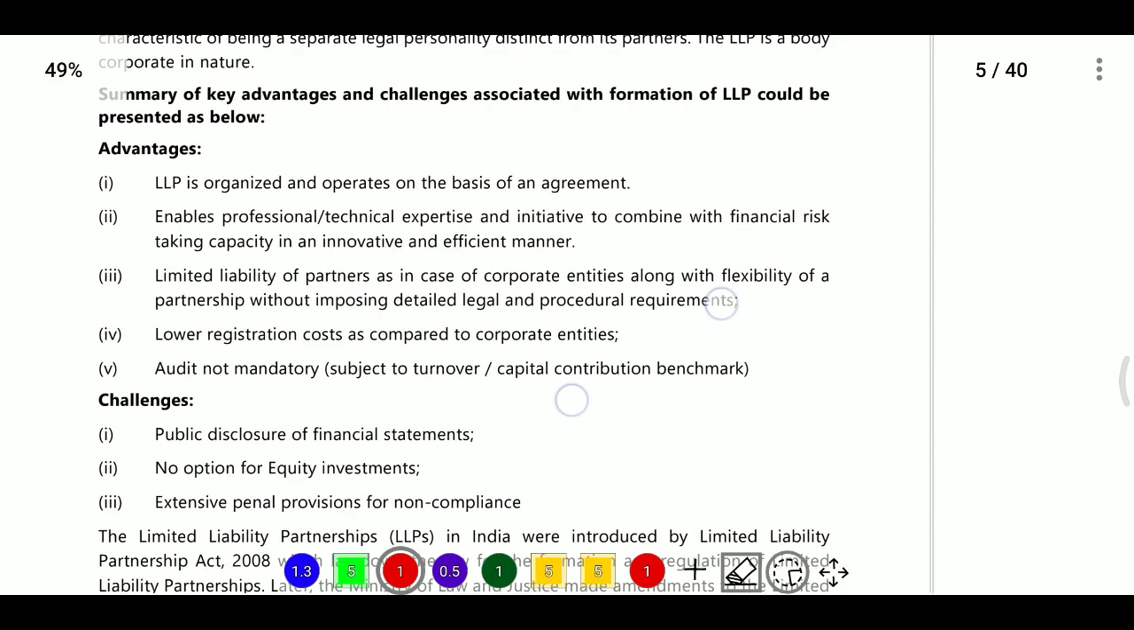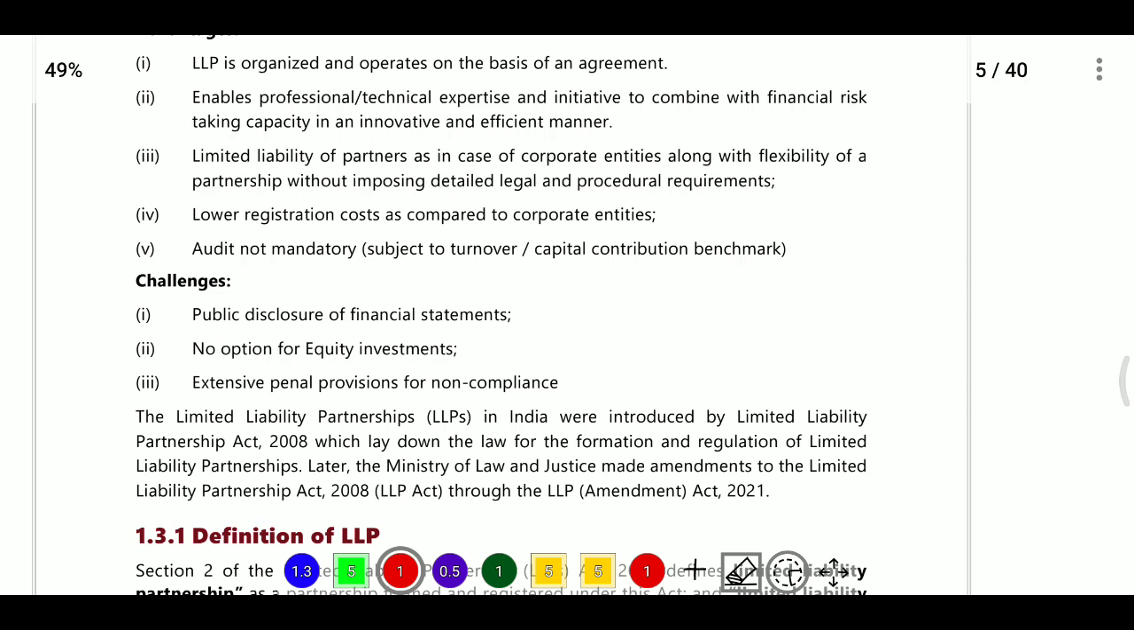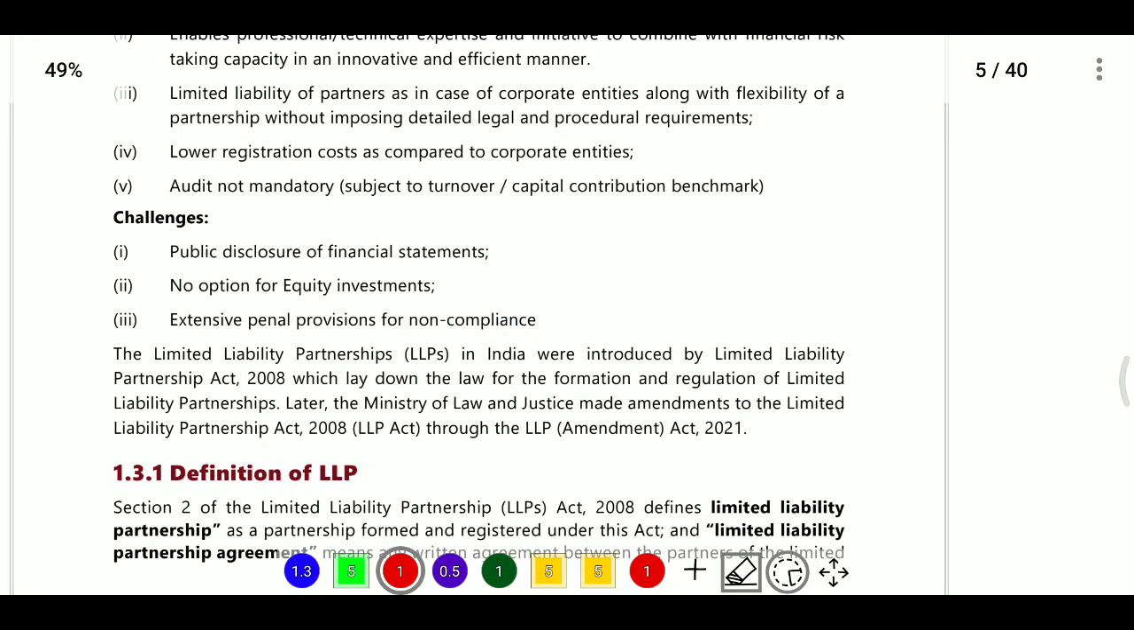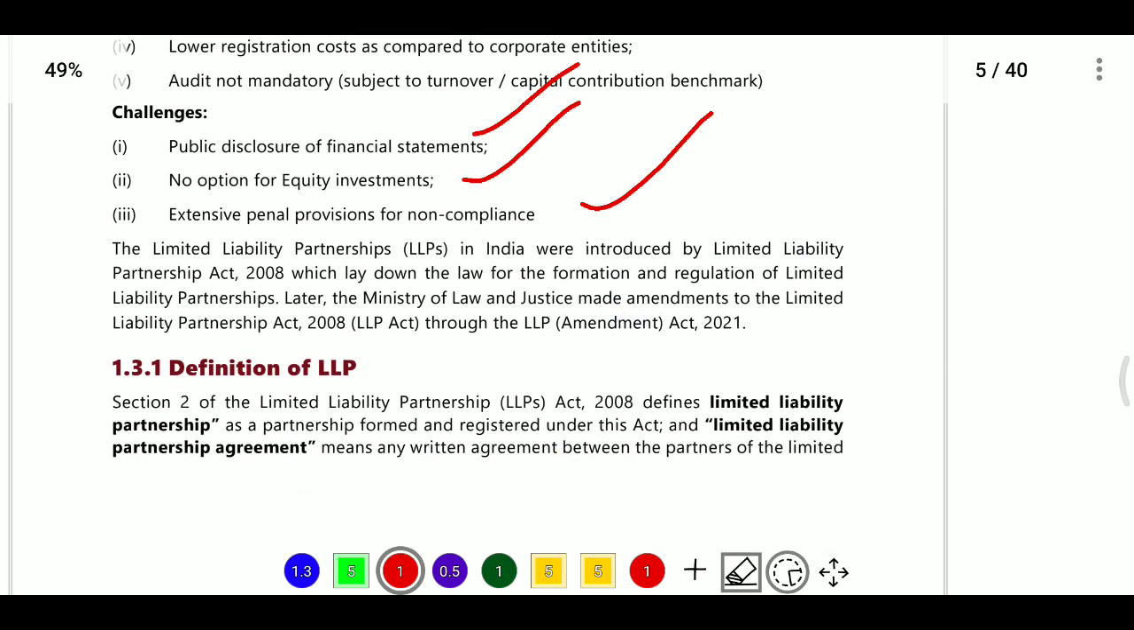And what are the disadvantages? An LLP cannot raise funds from the public. So an LLP is not allowed to raise funds from the public, and has less recognition globally compared to companies. Companies have more recognition. Also there is public disclosure of financial statements, no option for equity investment, and extensive penal provisions for non-compliance.